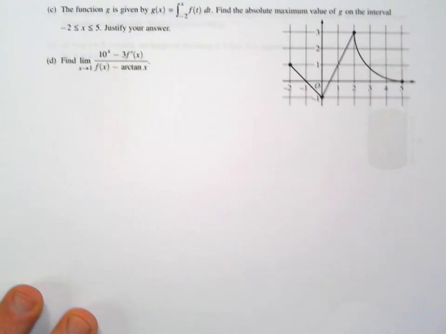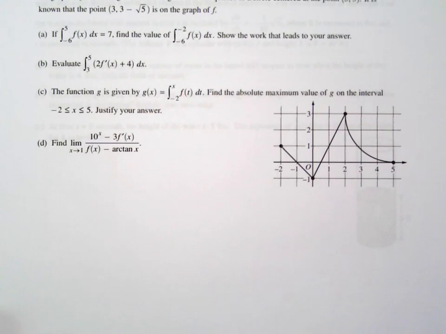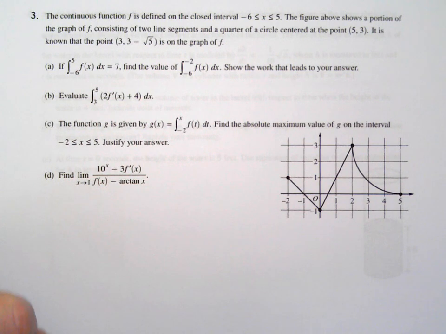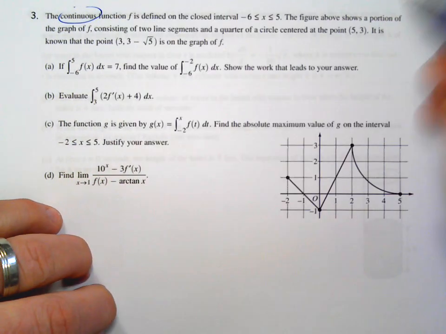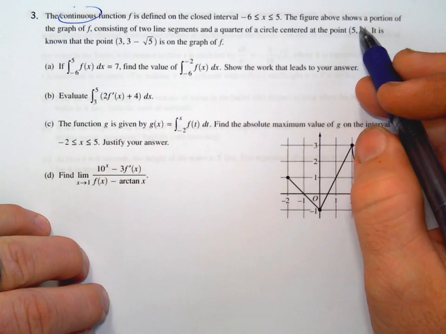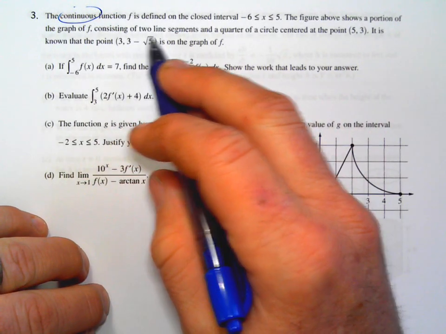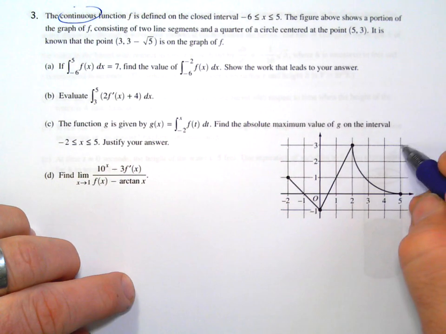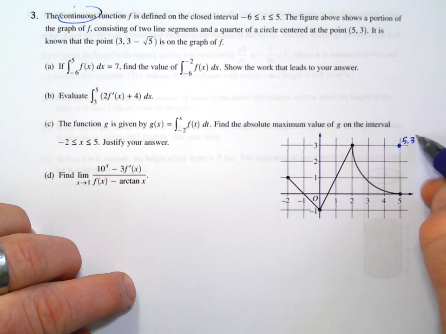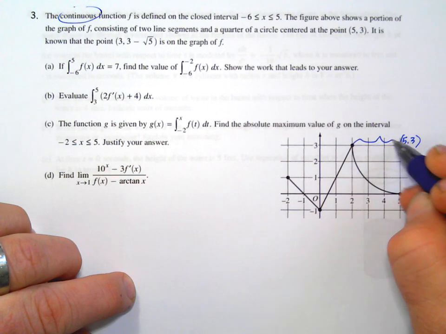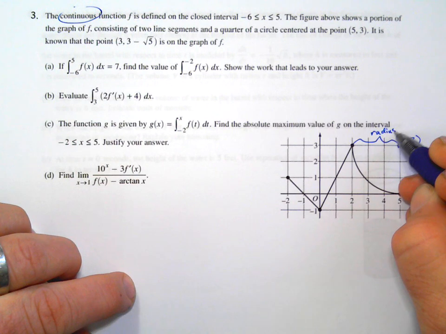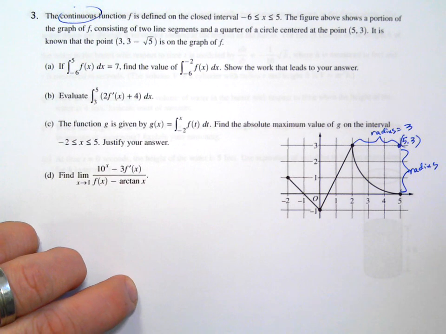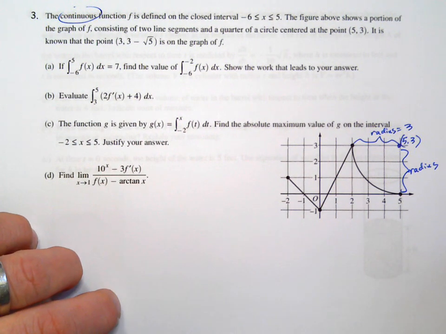And we have a picture of a graph. I put the graph down here just to make it all fit on this page better, so we can maybe fit our work on one page. The continuous function f on a closed interval. The figure below shows a portion of the graph of f consisting of 2 line segments and a quarter of a circle centered at (5, 3). So this is 5,3, and they're telling you this is for sure the center of this circle. So this is for sure the radius of the circle, which is 3. This is also the radius of the circle, and it's a quarter of a circle. And then these are 2 straight lines.